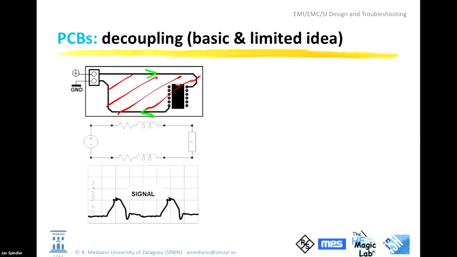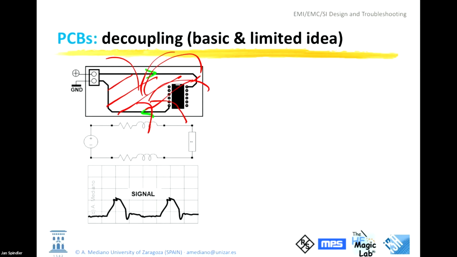But if you have some kind of loop, in addition to the radiation problem, you are creating a magnetic field, and you can create problems related to crosstalk. Other signals in the same PCB will pick up these transients, no?